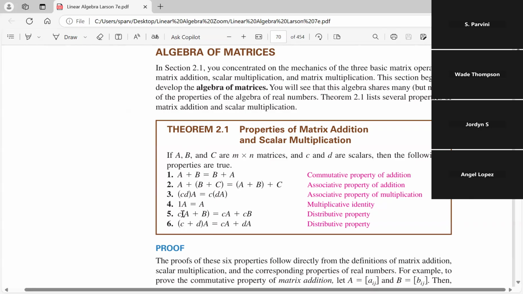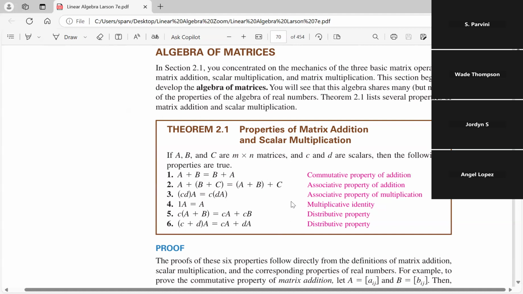The next one is the distributive property of a scalar, C, times the sum of two matrices. If you want, you can distribute C to A, distribute C to B, and then add them. And finally, the distributive property, this time of the matrix over the real numbers, the constants. You do C times A plus D times A. So again, these all work like you would expect them to.